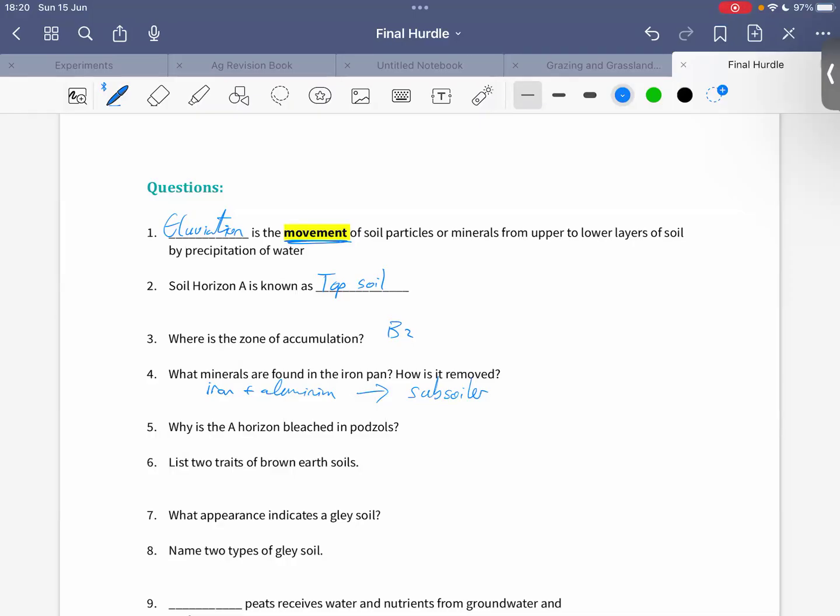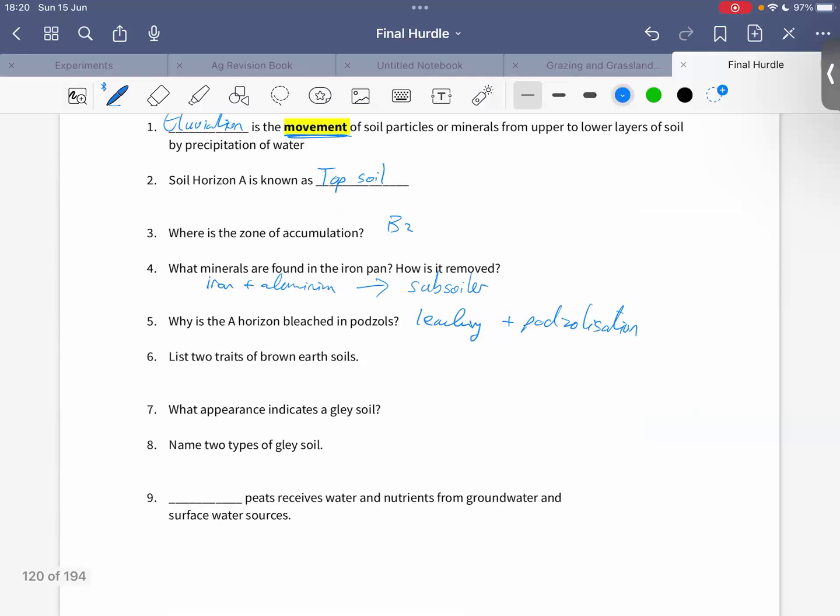Why is the A horizon bleached in podzols? Emma and Sarah is in with leaching. Brilliant. And Siobhan is talking about podzolisation. We'll all be working for Siobhan there now. Wanna watch Siobhan? We're all working for Siobhan there shortly.